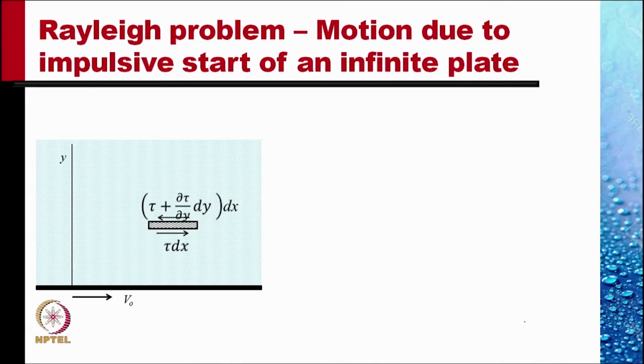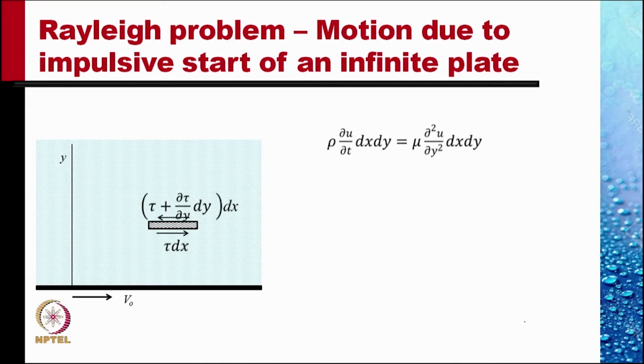But unlike before, this fluid is accelerating. So the mass of the fluid is rho dx dy, acceleration is du by del t. So mass times acceleration is equal to the net force, and the net force is minus delta tau by delta y into dy into dx.